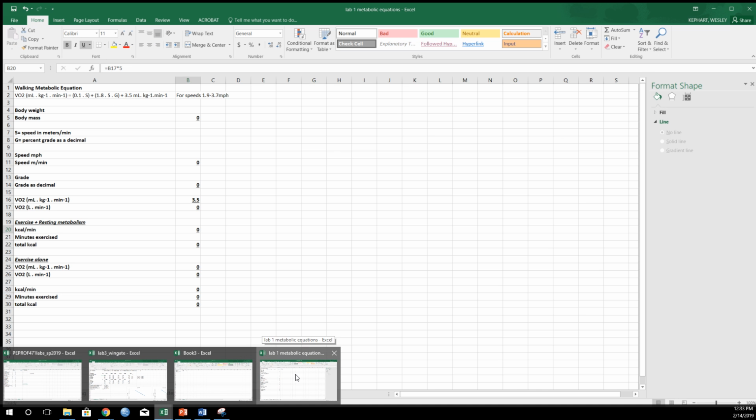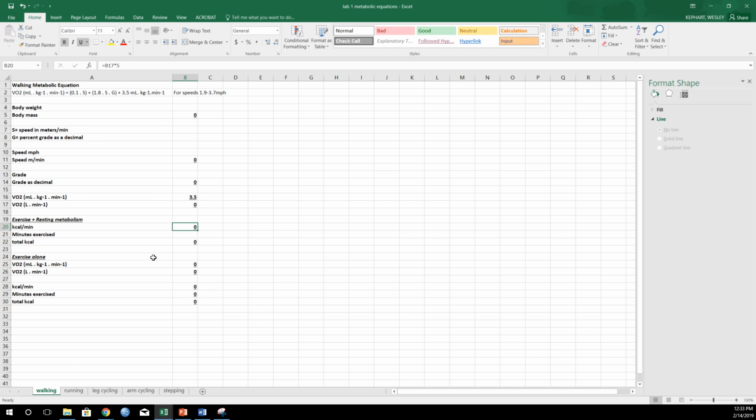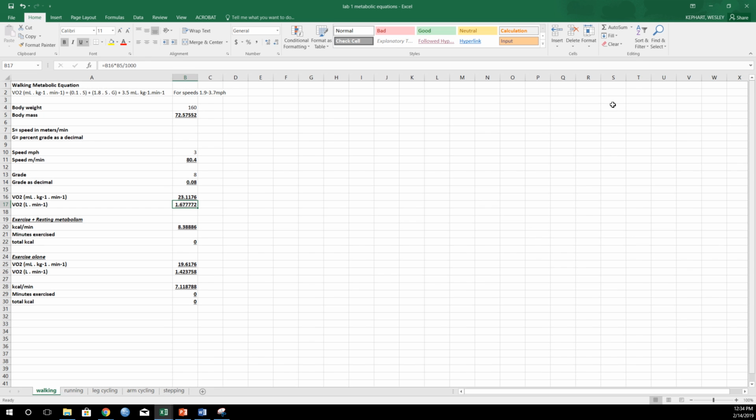So let's look over here, Metabolic Calculations. Now make sure you're on the walking one, and notice this only works if you're walking between 1.9 and 3.7 miles per hour. You can enter someone's body weight. Let's say they weigh 160 pounds. And here, let's say that they're walking 3 miles an hour, and they got their VT1. They started having difficulty speaking whenever they were at like an 8 incline or so. So that means that per every kilogram of body weight, they're consuming 23 milliliters of oxygen per minute and 1.67 liters of oxygen per minute. Here, I'm going to close that for us really quick. Good.